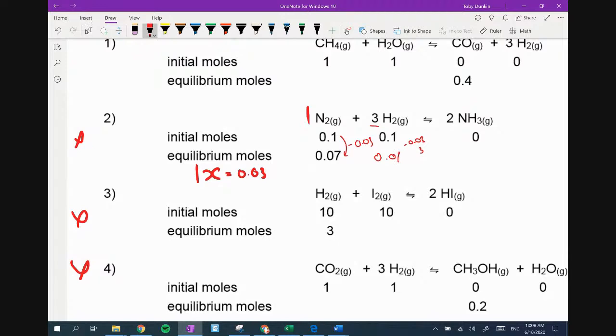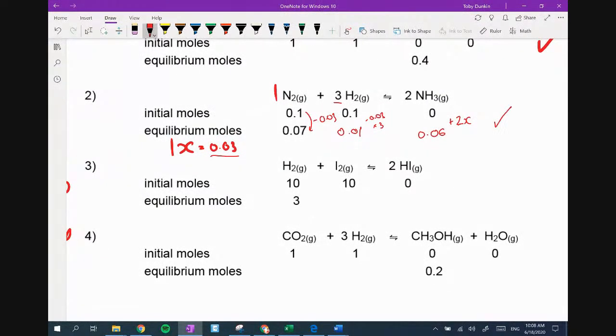There you go. Right, this one's going to gain by 2x. Well, what was my x? 0.03. So 0.03 times 2 is 0.06. Add it on. The final answer is 0.06, and I'm finished. Yeah, tick.